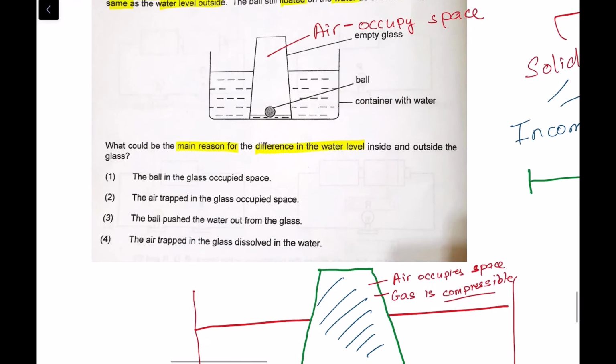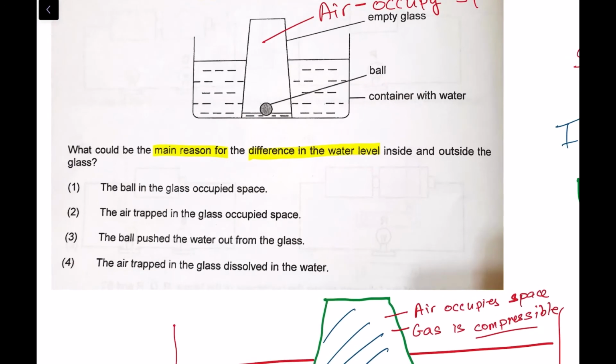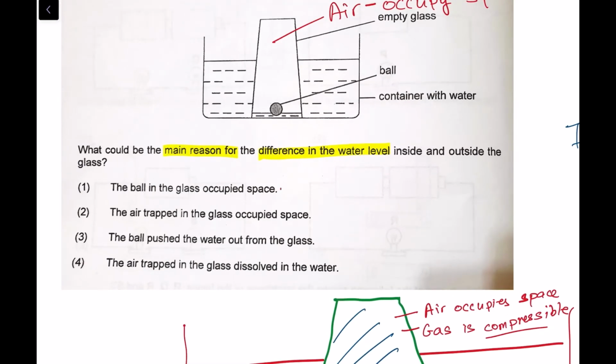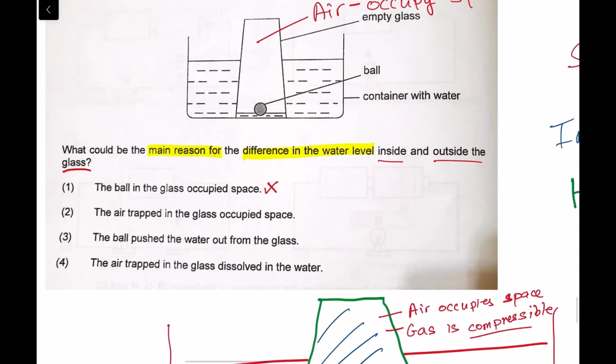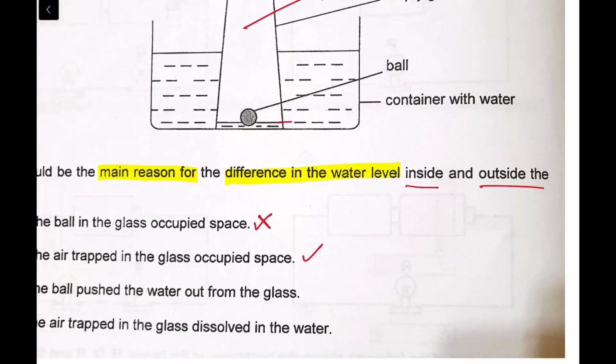The first one is that the ball in the glass occupied space. Yep, the ball is a solid and all solids occupy space. That's correct. However, that does not explain why there's a difference in water level inside and outside the glass. So that would be an incorrect answer in this instance. The second one, air trapped in the glass occupied space. Yes, that is why water was no longer able to rise further than this level.